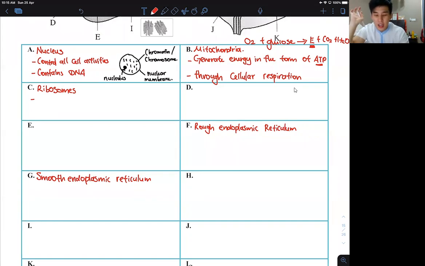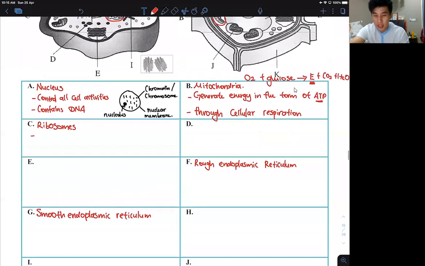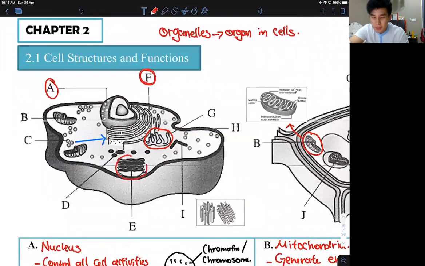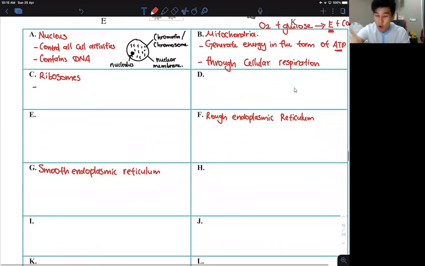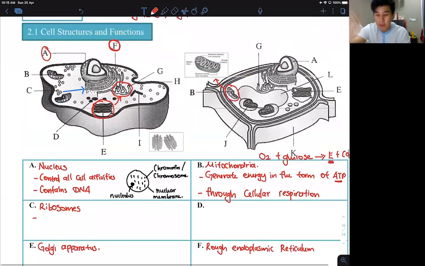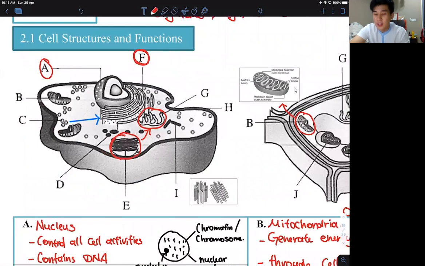I'll teach you in a moment how to differentiate. Don't worry. Now, I need to label one more thing, then only I'll teach you how to differentiate. So you come to structure E. This structure E looks very similar to your smooth ER. A lot of you will confuse them, but nice one, Georgina Rainier. By the way, these are called the Golgi apparatus. You can see it's usually further away from the nucleus. The ER, the endoplasmic reticulum, is usually always near the nucleus. The Golgi apparatus is further apart.